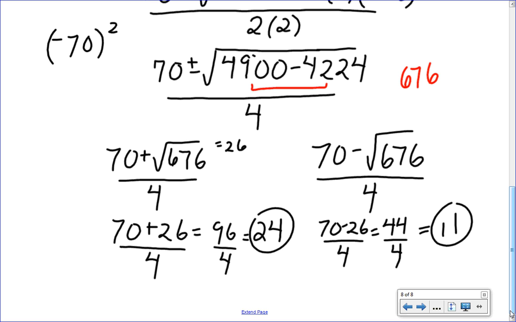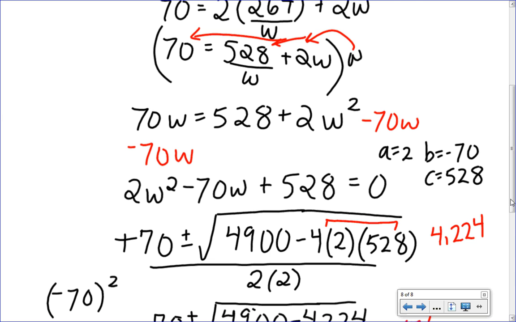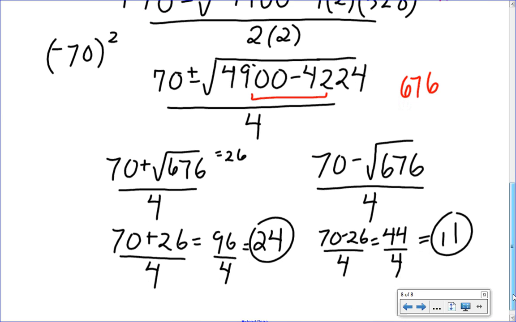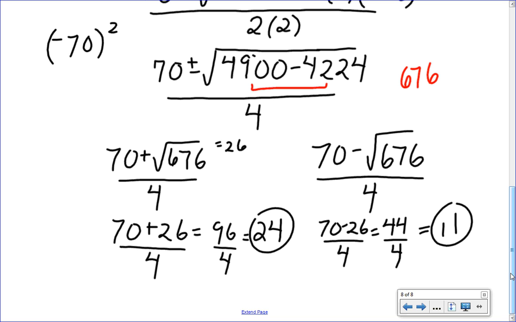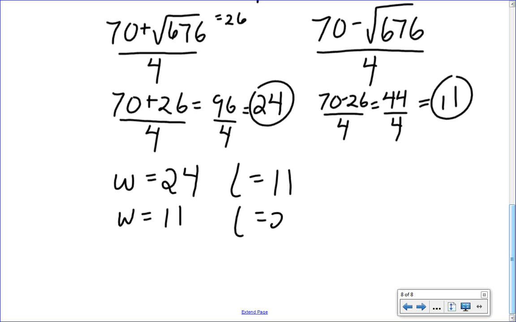So recall, these are values for W. We solve for W. So these are two possible W values. You could then plug these into the equation to find the L value. I'm just going to tell you, just for the sake of time, that the two pairs you can possibly have are the width is 24 and the length is 11. Or you can have the width is 11 and the length is 24.